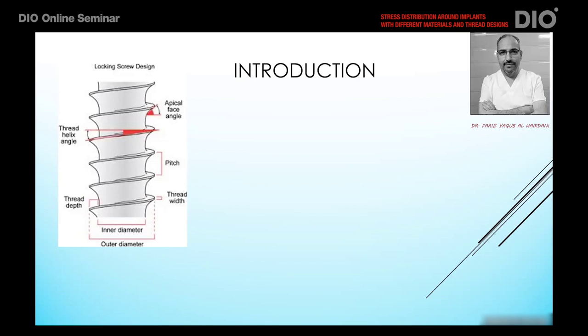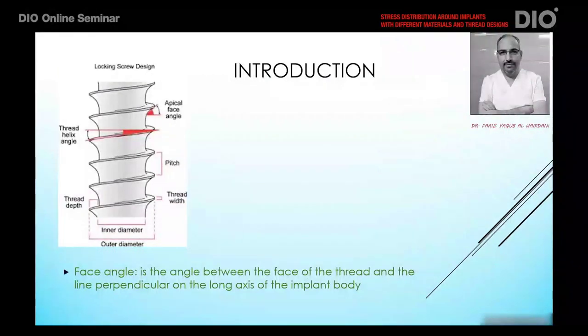We have also the pitch, which is the distance between two adjacent dental implant threads. And finally, there is a very useful term, which is the face angle. The face angle is the angle between the slope, or the face, of the dental implant thread and the line perpendicular to the long axis of the dental implant body.